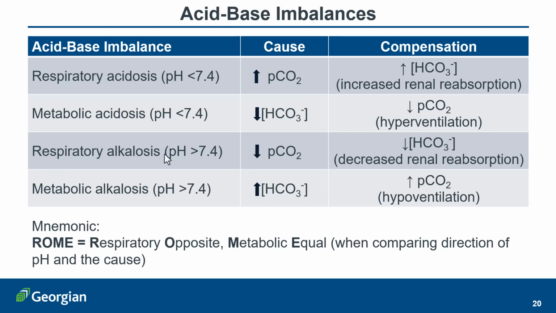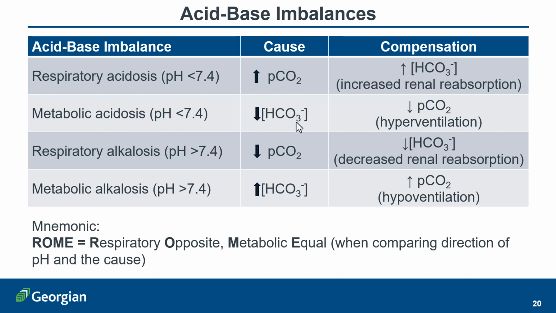Similarly, for respiratory alkalosis, you have, relatively speaking, less CO2 because of hyperventilation. More CO2 has been excreted out. Consequently, the renal compensation is to increase the amount of metabolic acids, and you do that by decreasing the renal reabsorption of bicarbonate.